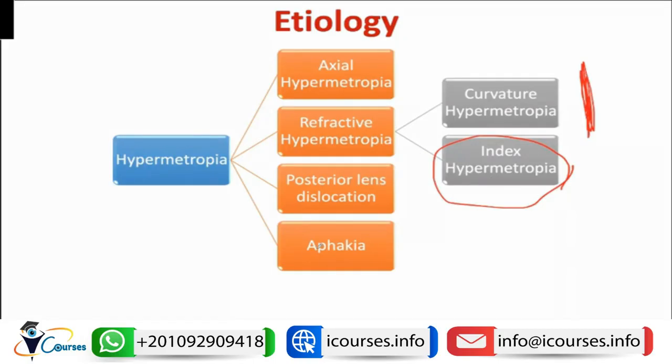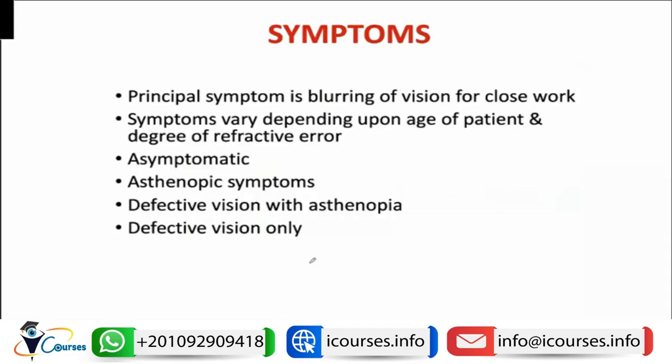Or it can be due to posterior lens dislocation, or sometimes it can be due to aphakia. So there will be a loss of one major element of the refracting surfaces of the eye, which is the lens, leading to severe hypermetropia. So what are the symptoms that the patient will complain of?